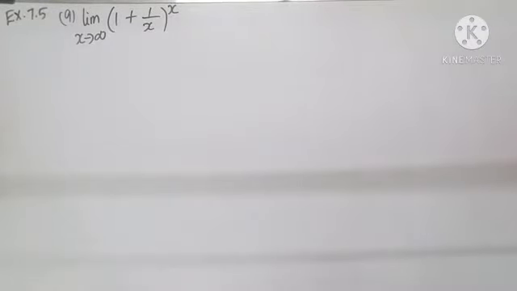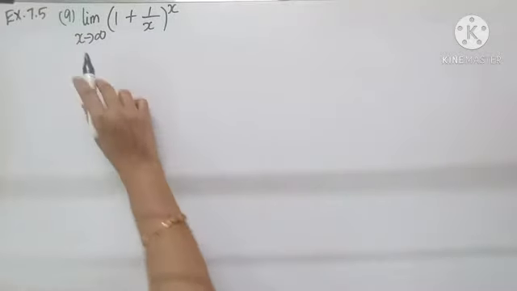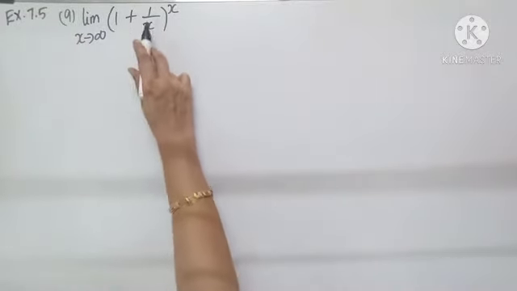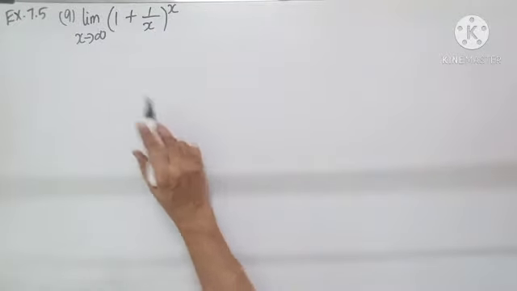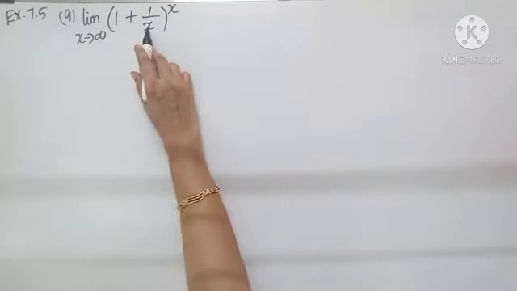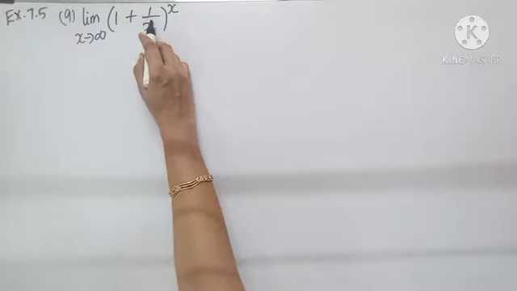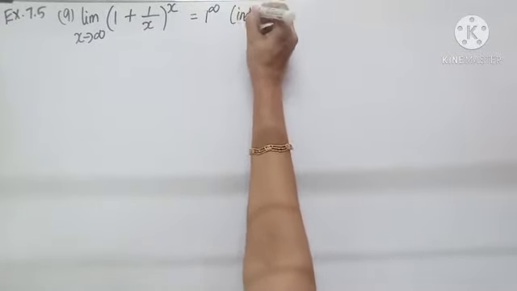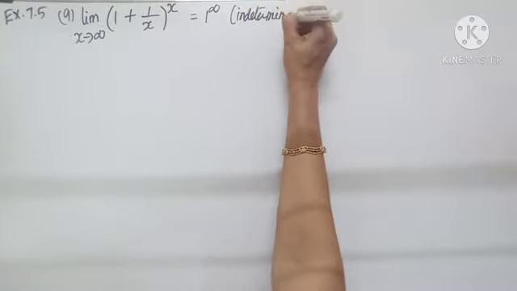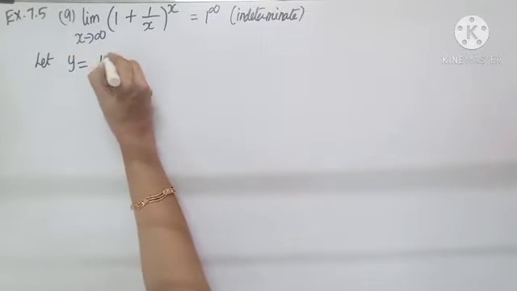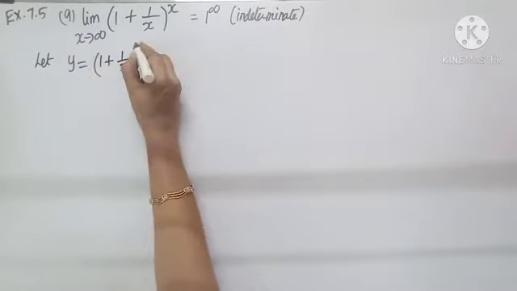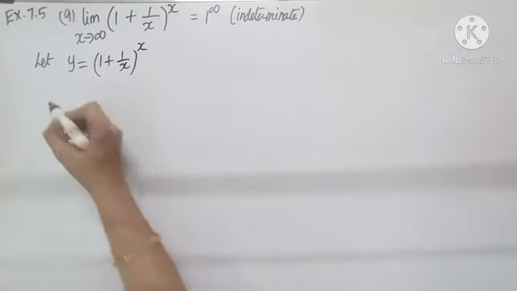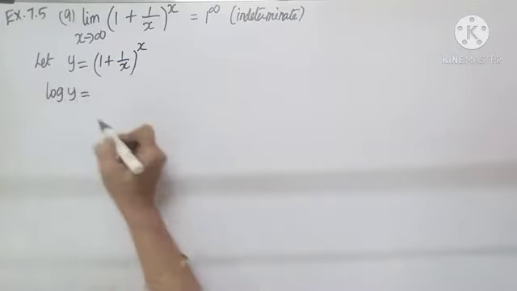Exercise 7.5, question number 9. Limit x tends to infinity of 1 plus 1 by x the whole power x. If I substitute infinity, 1 by infinity is 0, 1 plus 0 is 1, so it is 1 power infinity model. So 1 power infinity is indeterminate. So assume the given function as some y, 1 plus 1 by x the whole power x. The very next step, take logarithm on both the sides.